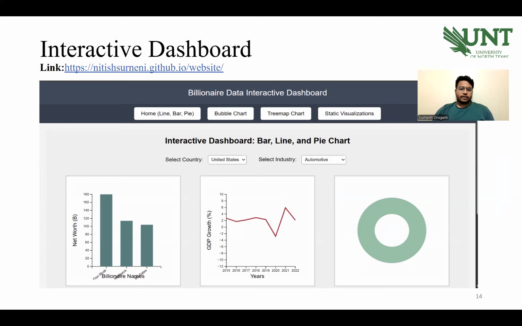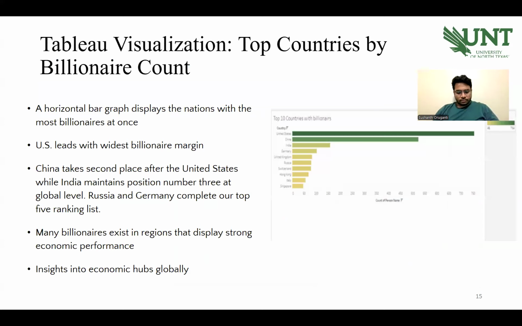This brings us to our Tableau storytelling visualizations. Now I will hand over to Nipun to go through our dashboard strategies and future enhancements. Thank you. Thanks, Sushant. Now, let's shift our focus to interactive dashboards and some of the in-depth analysis we conducted using Tableau.